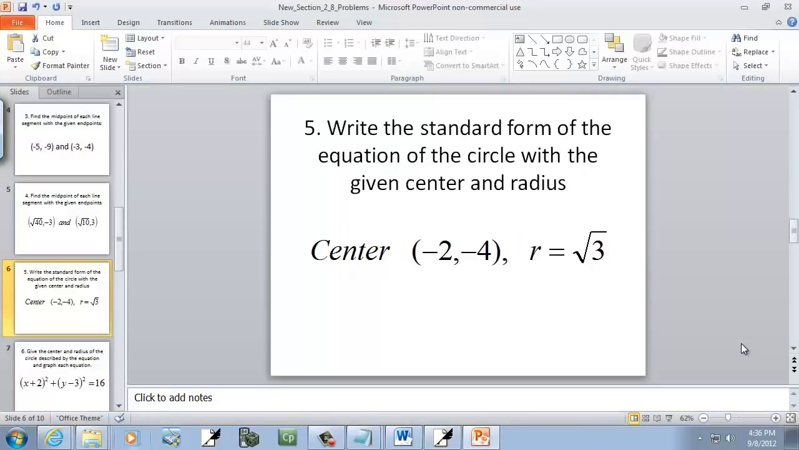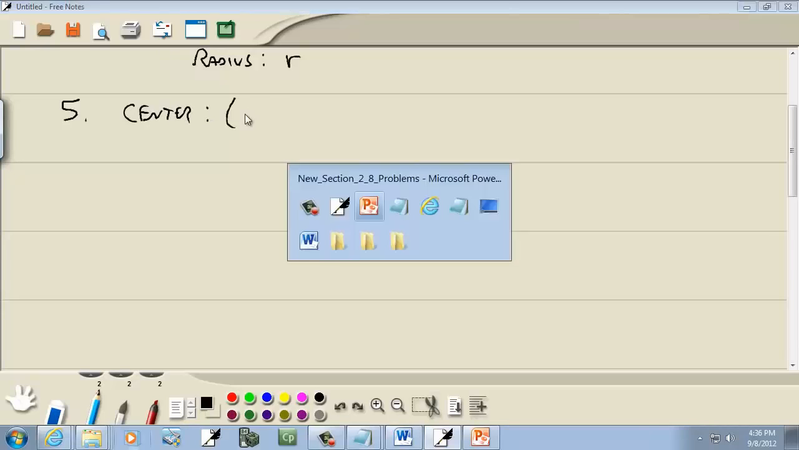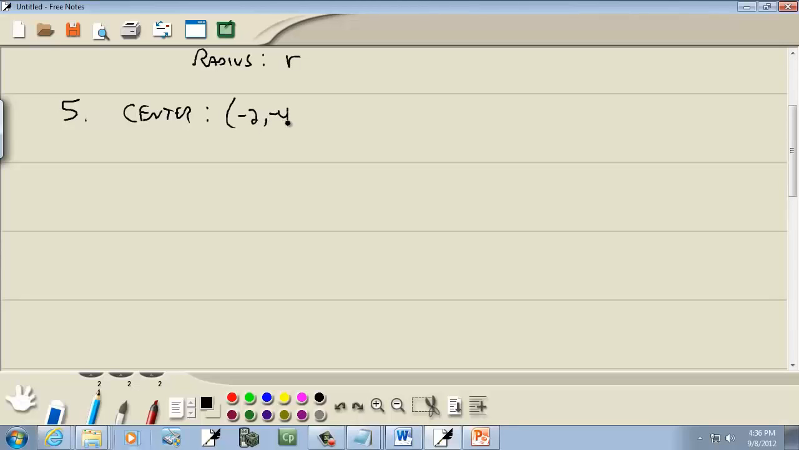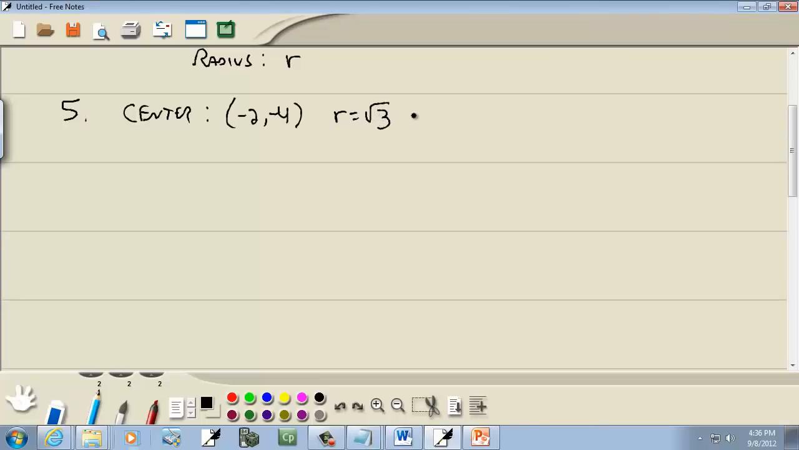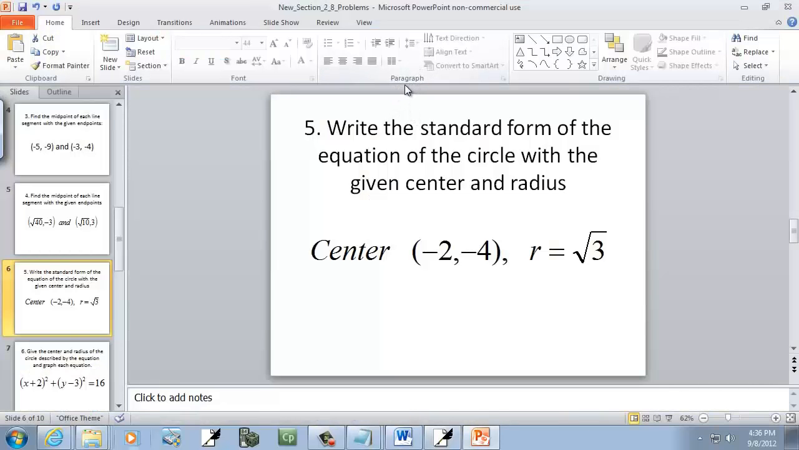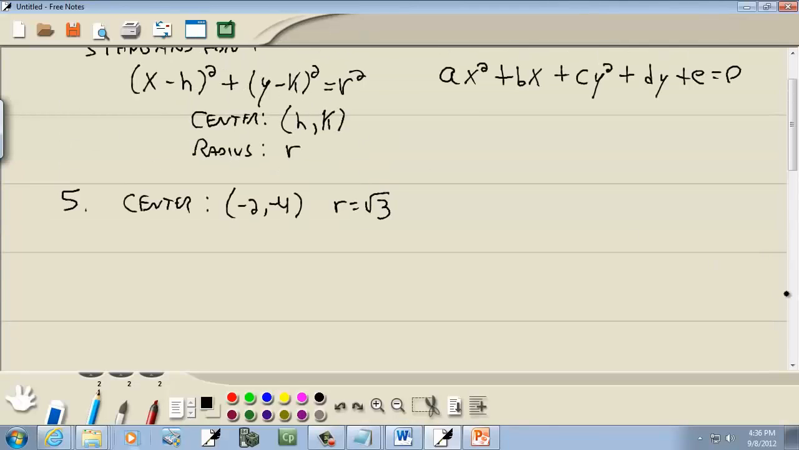Let's look at our first problem. Our center is (-2, -4), and the radius is square root of 3. The instructions say, write the standard form of the equation of the circle with a given center and radius. Well, they're giving us the center and they're giving us the radius, and from our formula, that would mean h is -2, and k is -4, and we got r, so we want to plug this into our standard form.